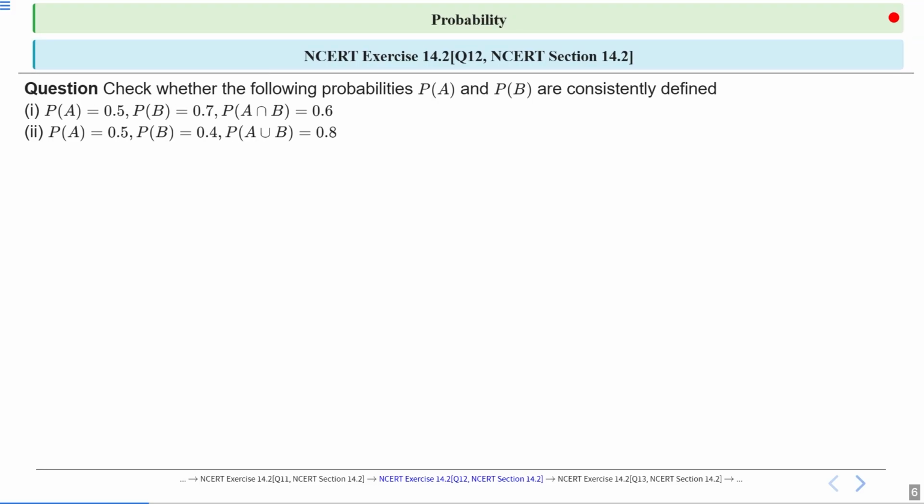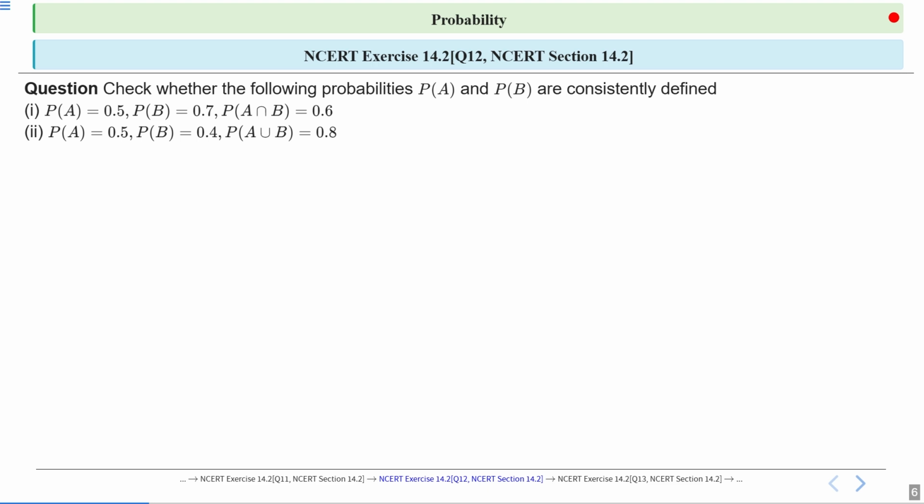Now look at question number 12. In this question, we have to check whether the following probabilities P of A and P of B are consistently defined. So you have to know what it means to be consistently defined.